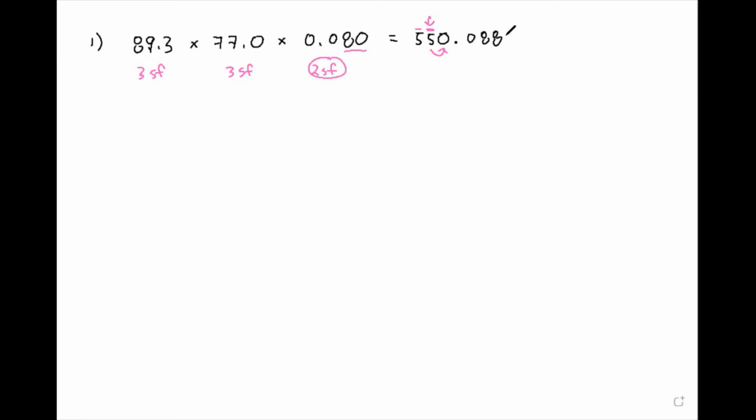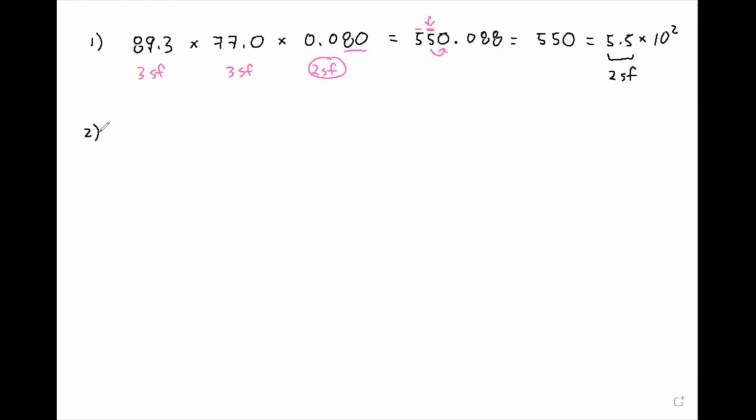So your final answer, you get 550 without a decimal point, because if you put a decimal point here, it would show that this 0 counted as significant, and we don't want it to. We only want to have 2 sig figs. But it's even better if you do 5.5 times 10 to the 2, because then it's very easy to see that you have 2 sig figs.